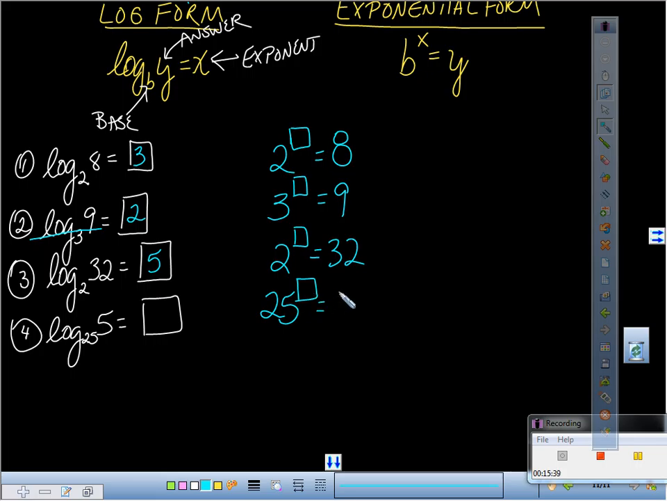25 to the what power is equal to 5? Here's what my brain does. My brain says, what do I have to do to 25 to make it a 5? I have to take its square root. So, the square root of 25 is 5. How do I write roots as an exponent? 1/2. So, that's 1/2. Is there a way to do it to where it could be a negative though?